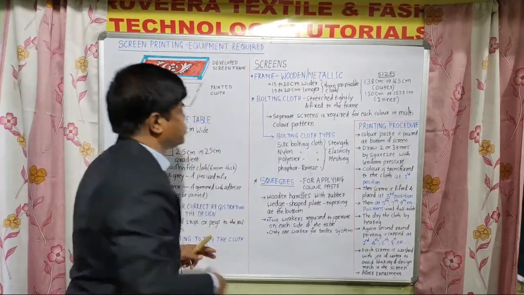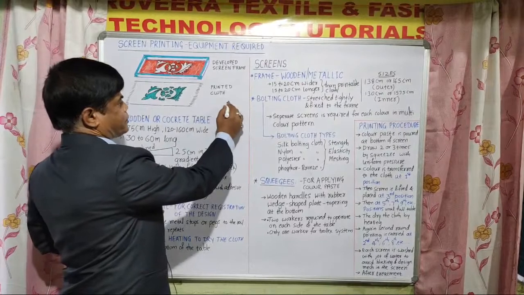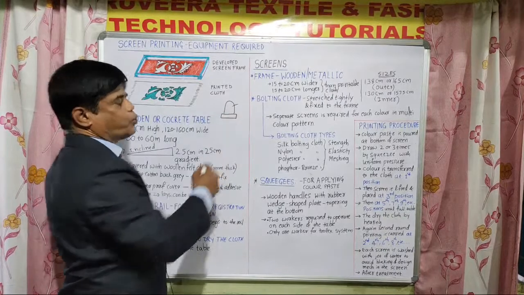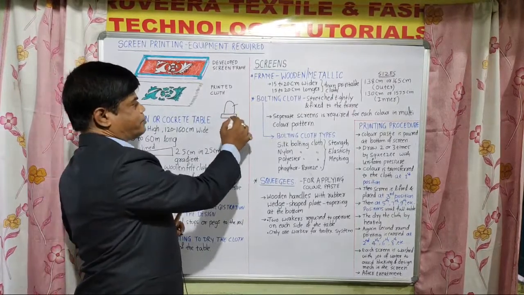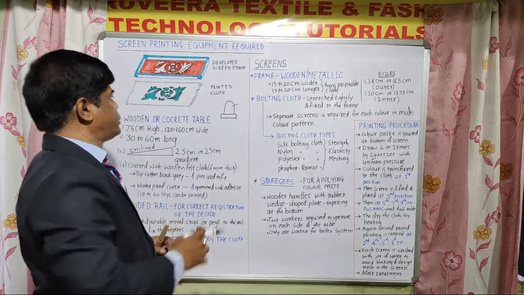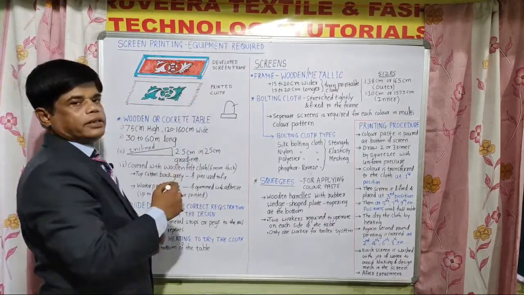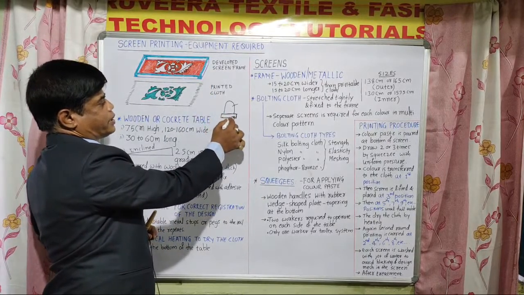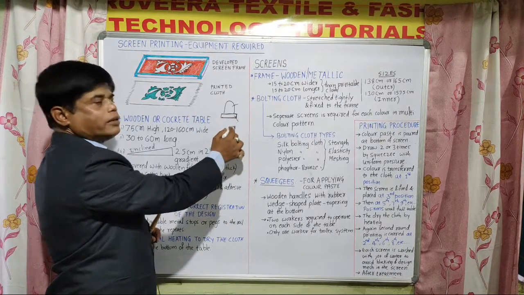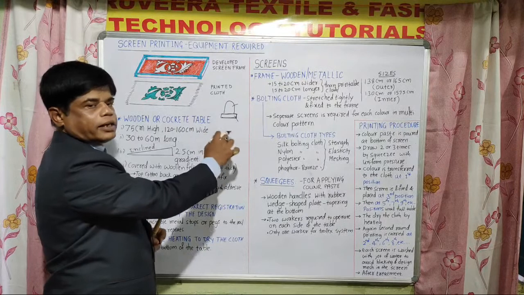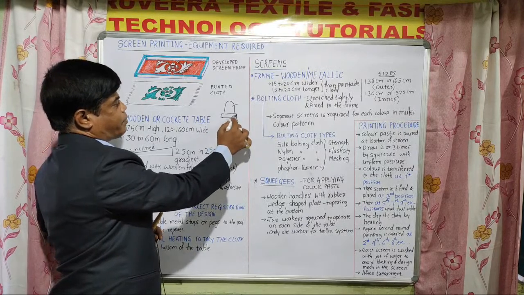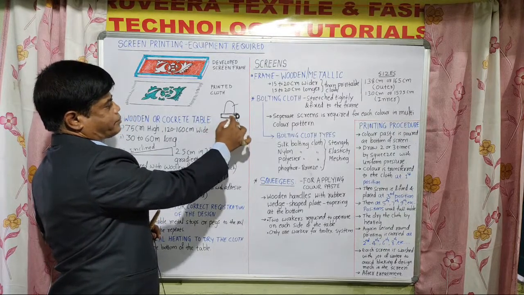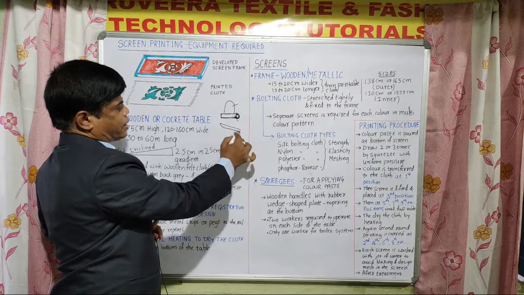I can write here, the squeegee has one handle. This handle is made of wood. The width of the squeegee depends upon the screen size; it matches the inside width of the screen. The blade is made of rubber or ebonite or a soft material, and it is tapered in size, not square.